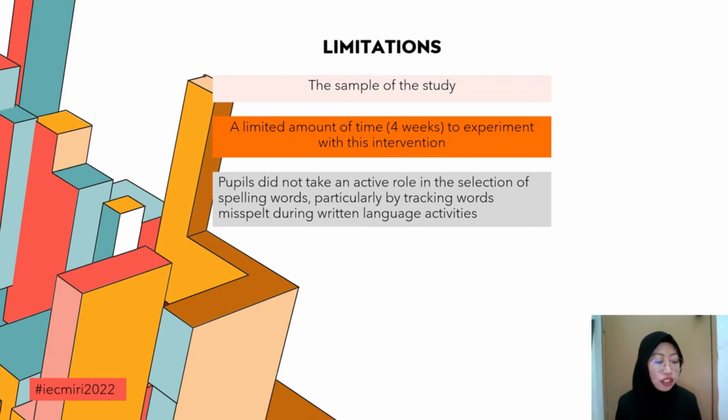The intervention in the study provides opportunity for sufficient practice and feedback. However, pupils did not take an active role in the selection of spelling words, particularly by tracking words misspelled during written language activities. The selection of spelling words was mainly done by the teacher, based on the sight words in the textbook.